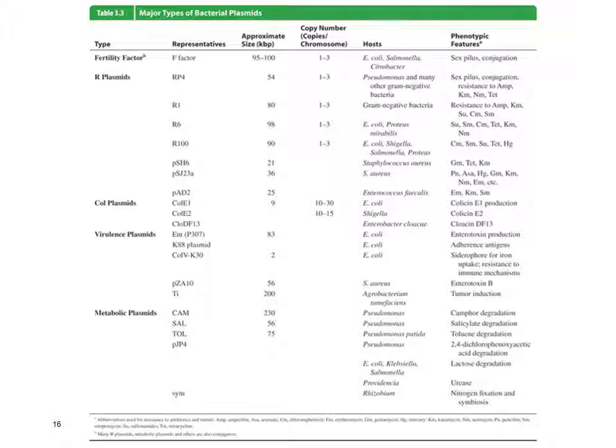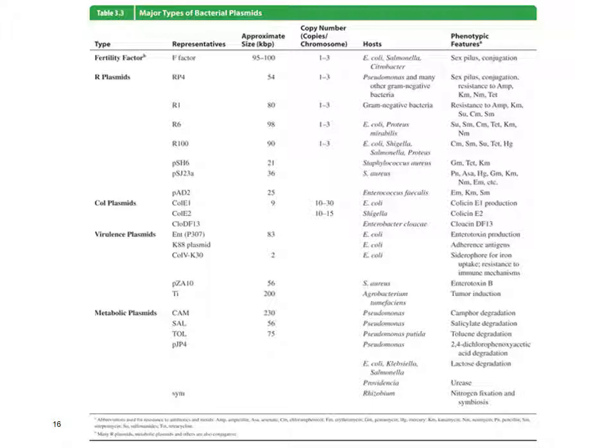The fertility factor, or F factor, which you can see at the top of the list here, this particular plasmid or factor was identified first in E. coli, and it's the most widely studied of all the plasmid types. The second type of plasmid that you can see listed here is the R plasmid, also called R factor, where the R stands for resistance. And R factors confer antibiotic resistance on the bacterial cells that contain them.